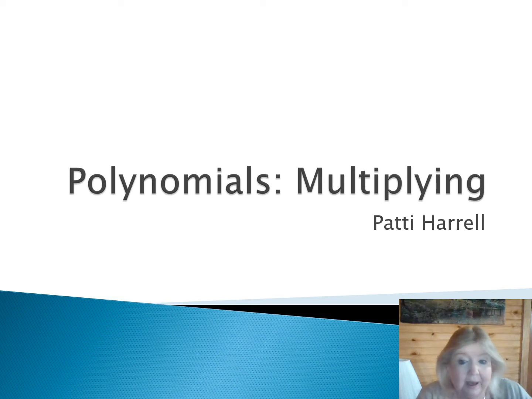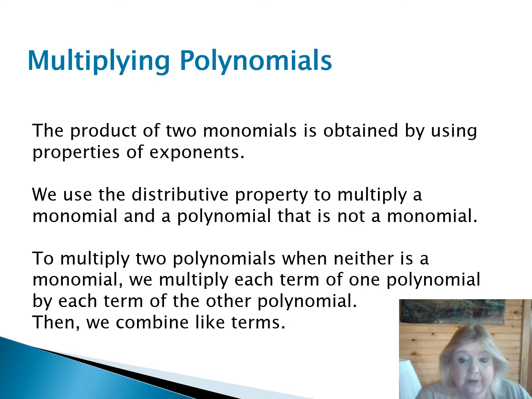Let's review multiplying polynomials, possibly in a new and different way for those who had struggled. First, let's look at how we do it. The product of two monomials is obtained by using the properties of exponents. We use the distributive property to multiply a monomial and a polynomial that's not a monomial. So we're going to use those properties of exponents multiple times.